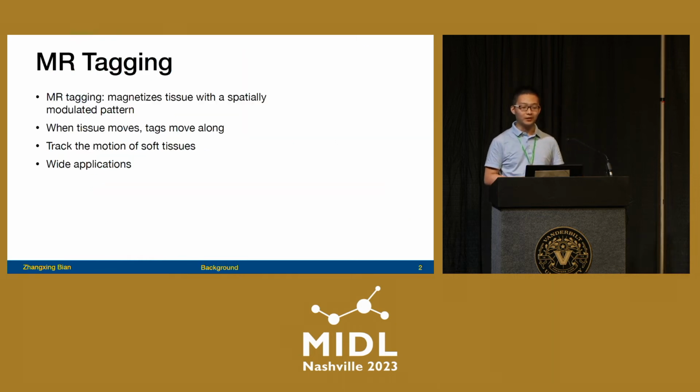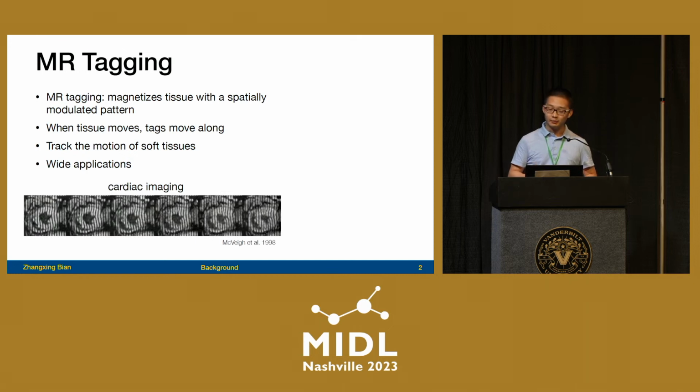A little bit of background on MR tagging. It's a special MR imaging technique that magnetizes the tissue with a spatially modulated pattern. When the tissue moves, the tags move along, so that we can track the motion of the soft tissue. And it has a wide application.